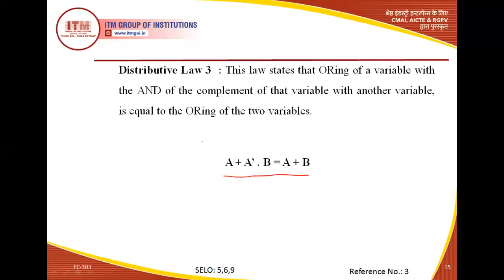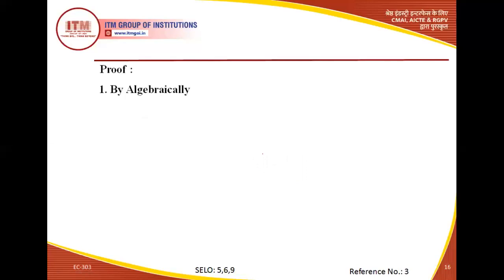We can discuss this here because it is like the absorption law. It looks the same, but there is a difference. In case of absorption law, we noted down A plus AB equals A, and in case of distributive law, third, A plus A bar B equals A plus B. Now we see the proof algebraically and by truth table.